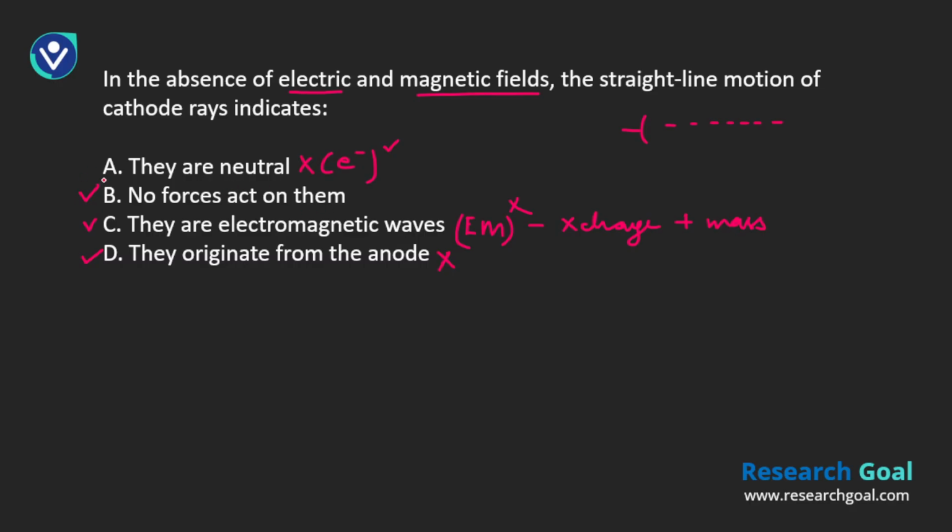So we are again left with the option which is no forces act on them. This is the correct option, which is B in this case. All right, so option B is correct. Why? Because according to Newton's first law of motion, which is the law of inertia, a body continues its state of rest or of motion in a straight line unless acted on by external forces. So if no force is being applied to this particular particle, it's going to go in a straight line. So option B is correct. No forces act on them. That is why they are running in a straight line.